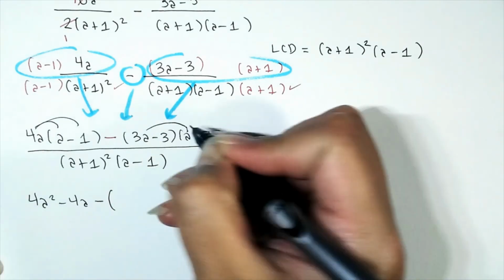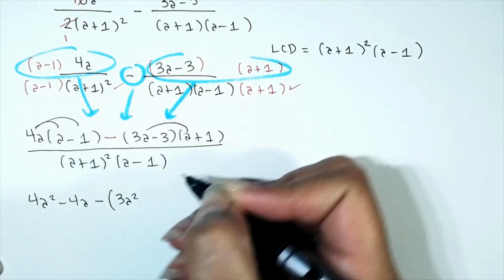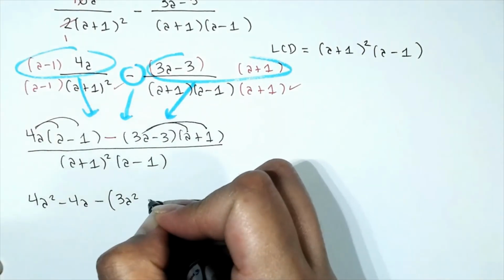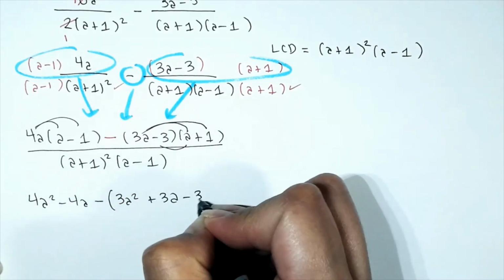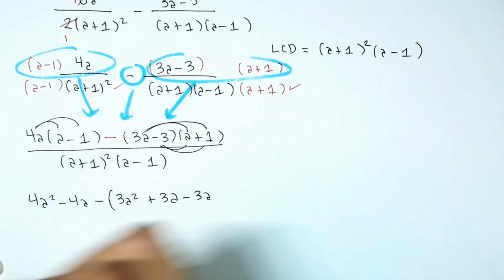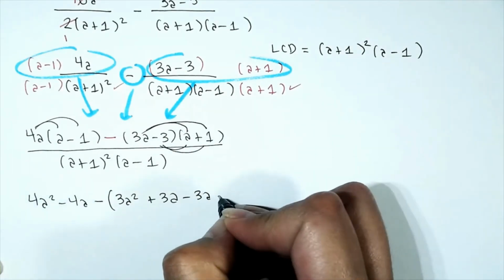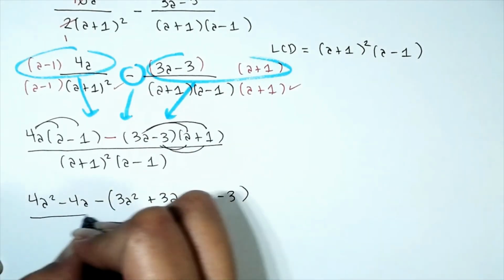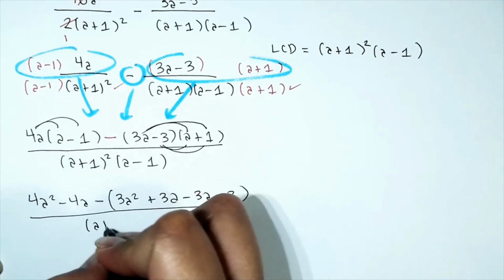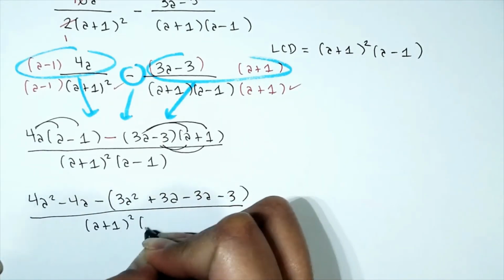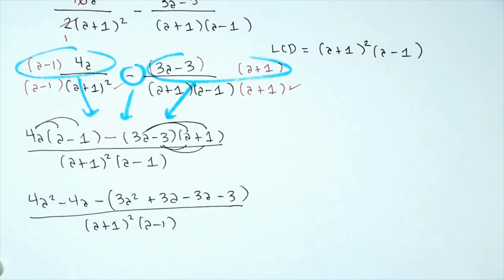Product of the first terms will give you 3a squared. Product of the outer terms will give you 3a. Product of the inner terms will give you minus 3a, and product of the last terms gives us negative 3. Fantastic. And that's all over the square of a plus 1 times a minus 1. Don't worry guys, we're almost done.